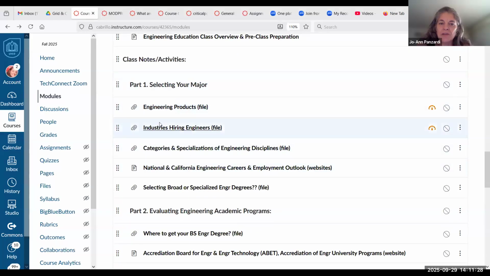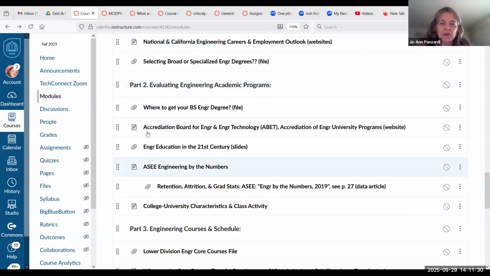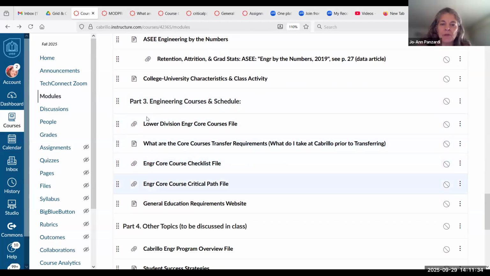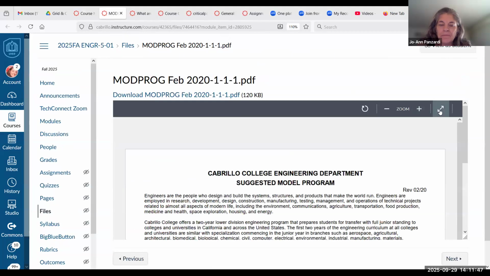So part 1 covered selecting your major, part 2 covered evaluating engineering programs, and now we're up to part 3, which is all about the engineering courses and your schedule at the universities. So the first thing we're looking at is the lower division engineering core file. So I'm going to open that up. And that's this right here.